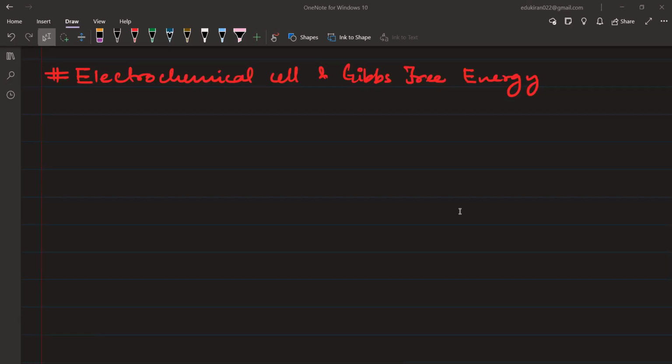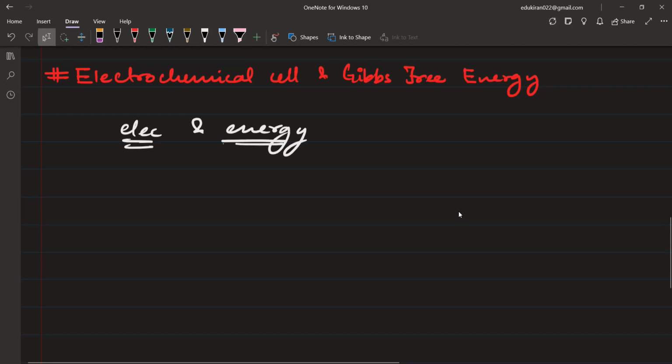What is the relationship generally? What is the relationship between the electricity that we are taking out of the cell and the energy? So we have to have some relationship between electricity and energy.